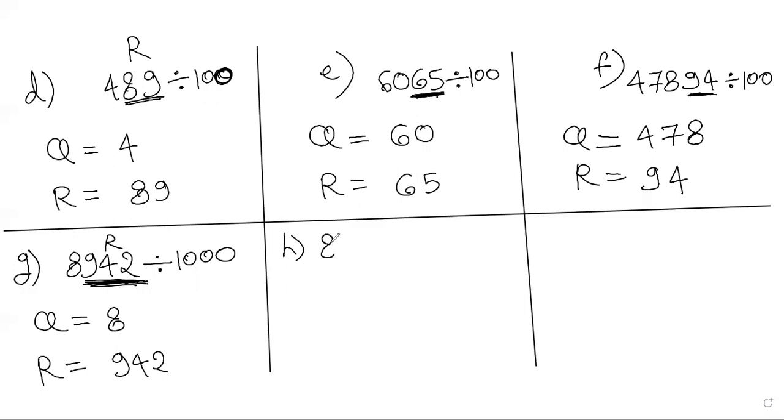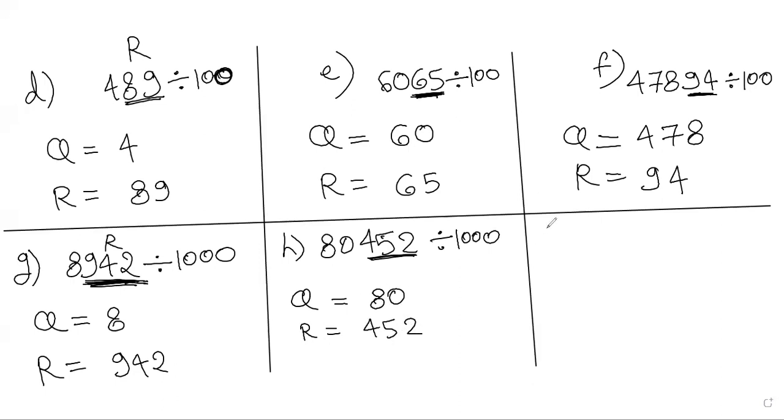Question number H, 80452 divide by 1000. 1000 में कितने जीरो है? 1, 2, 3 zeros हैं. So last three digits of the number will be remainder. 452 will be remainder and 80 will be quotient.